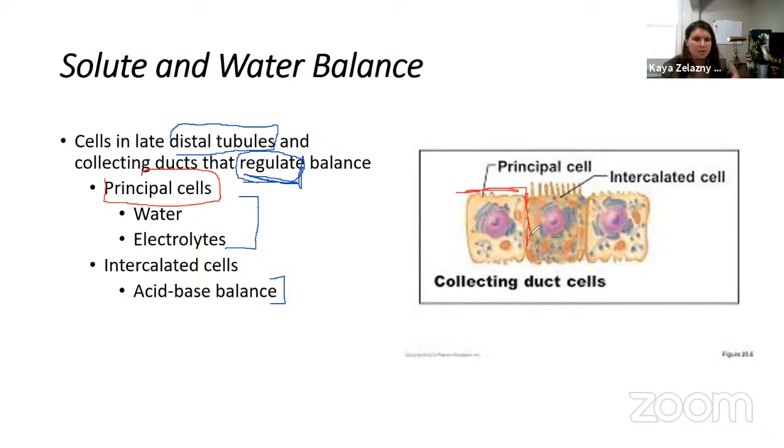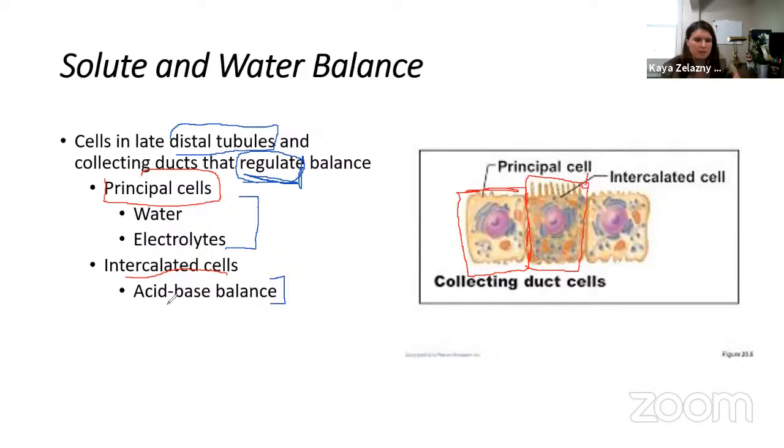So as they're entering the collecting duct, basically at the junction, the principal cell would look like this. This is helping us move water and electrolytes to maintain balance of solutes and of water. And the intercalated cells look like this, right? So we can see now that they actually do have microvilli.